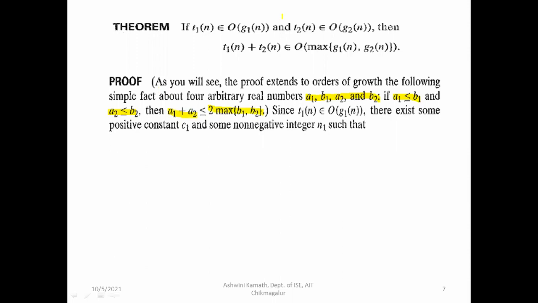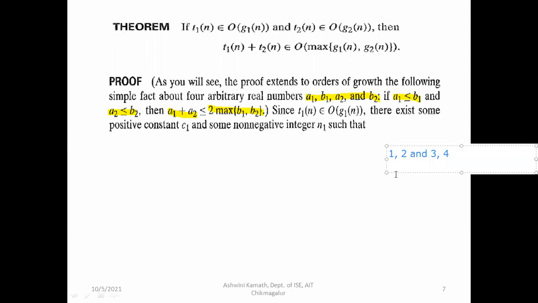Okay, so for example, if I take the value of a1 as 1 and b1 as 2. Okay, a1 must be less than or equal to b1, so a1 is 1 and b1 is 2. And then for a2 I'll consider 3 and for b2 I'll consider 4.